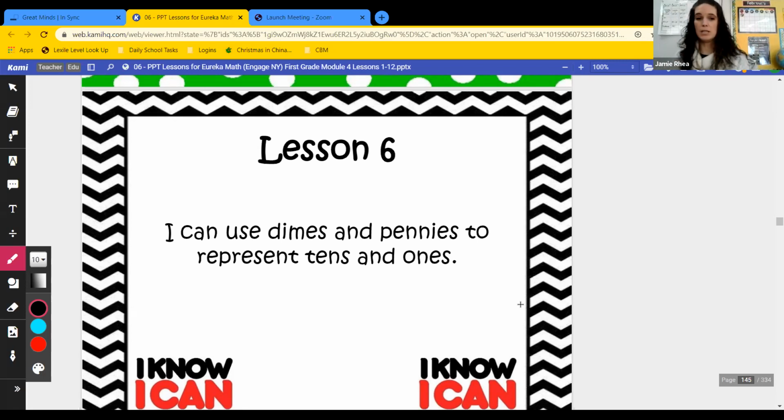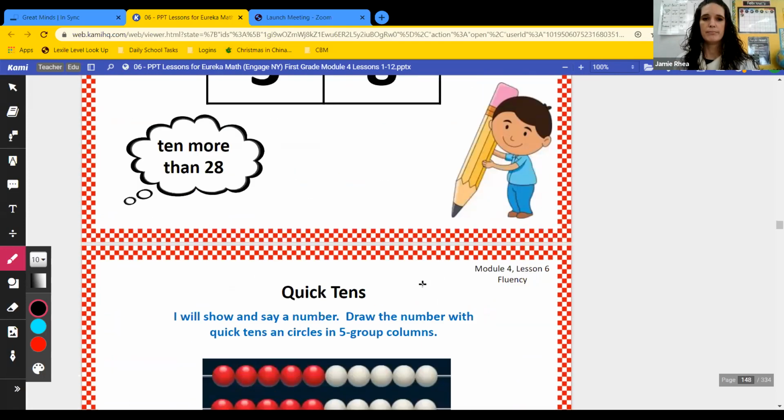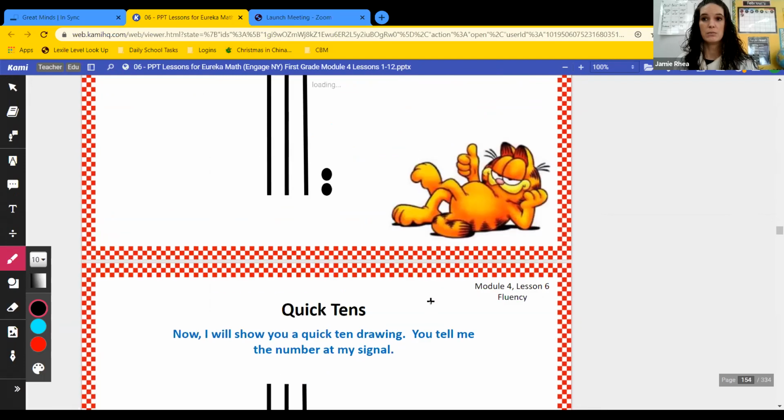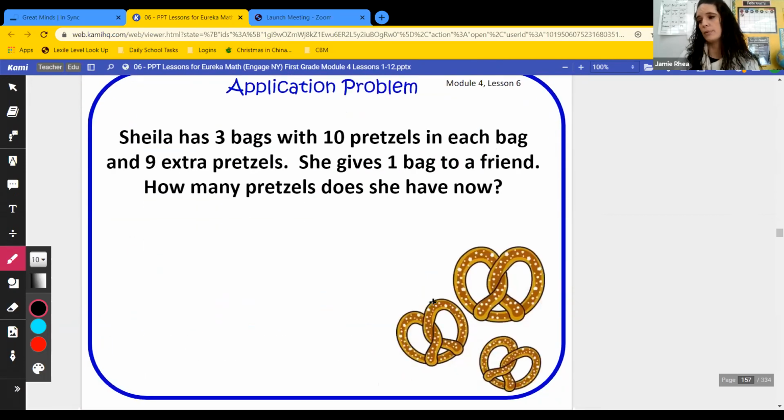All right, so I can use dimes and pennies to represent tens and ones. So let's look and see what we're doing today. Scrolling through. Ooh, quick tens. We know how to do quick tens. All right, so let's look at our application problem today. I'm gonna put my detective hat on today. Here we go. All right, Detective Ray.